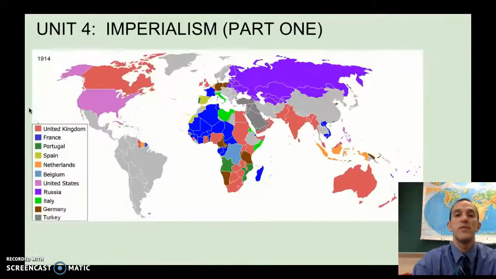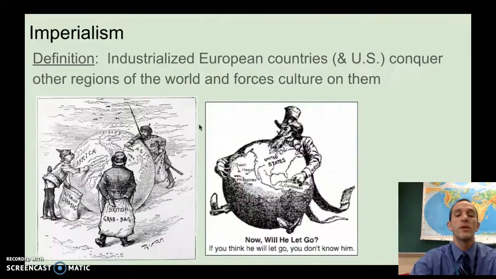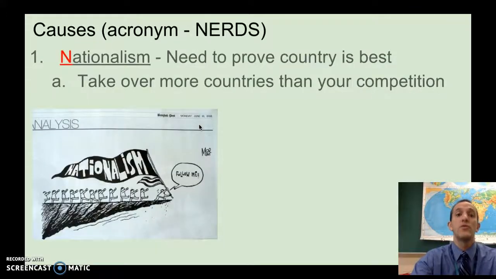So it's going to lead to this map right here, which is like, why would the French take over all this land in sub-Saharan Africa? Because it shows how powerful they are. They want to try and prove that they're the best. So the N for NERDS is nationalism.